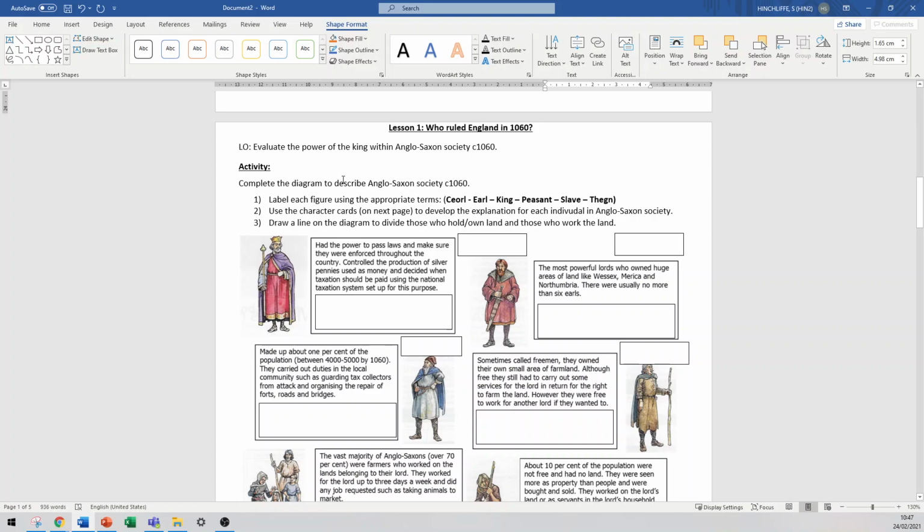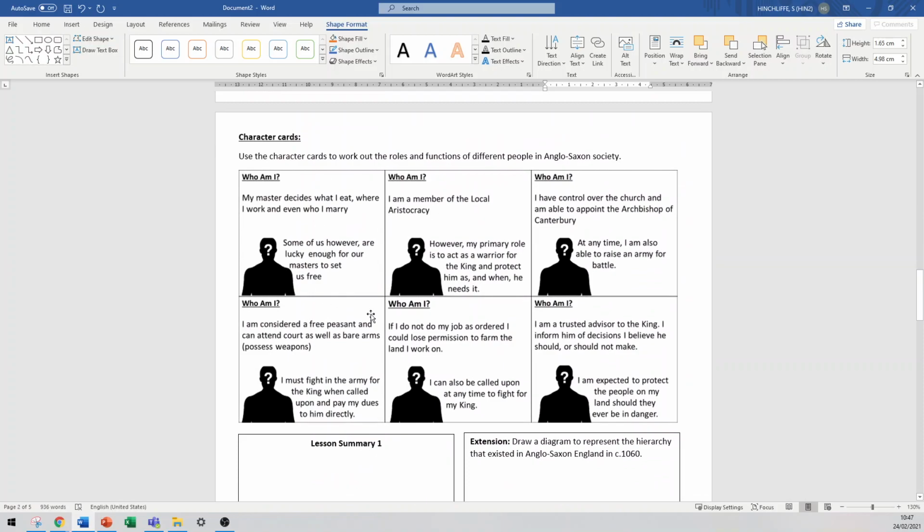Okay, so what we've got then is this diagram. So here are the main groups, social groups, that make up Anglo-Saxon society. So we've got Earls, so just a bit of a strange pronunciation there. So Earl, you've got Earls, kings, peasant, slave, and then thane. So what to do is to read through the little diagram here, and then to try and work out, and there's obviously images as well to help you understand who this person might be. So we'll model one together, and then I'm going to get you to go off and try to work out the rest yourself. You've also got here some character cards. So this is to add some extra information as well. But what I'd suggest you do first is work out who's who.